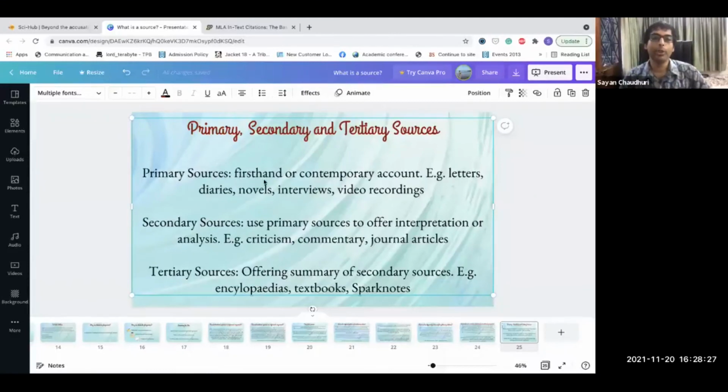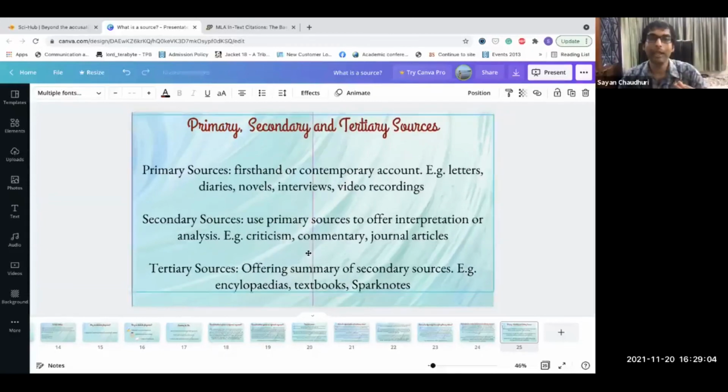So primary sources usually mean first-hand or contemporary accounts. So something like a letter, like a diary, right? An interview. It's a primary source because you're directly hearing it from the person who is producing that knowledge, right? Even, let's say, a lab experiment that you do and you observe what is happening. Secondary sources would be, let's say, a lot of scholarship, a lot of criticism that you read, which are using primary sources. It's using the novel to offer an interpretation or analysis, right? And finally, a tertiary source is where you have a summary of a secondary source, right?